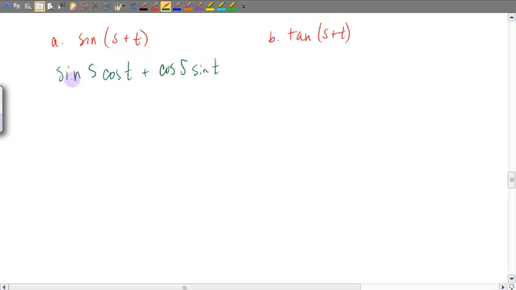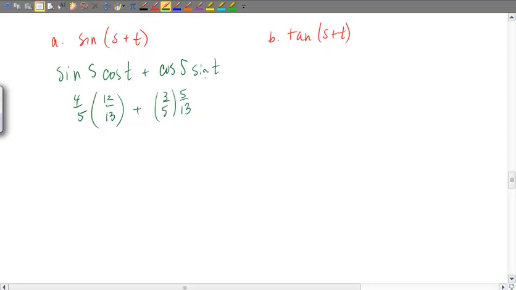Well, the sine of S, we just calculated that out to be 4/5. The cosine of T, we just calculated out to be 12/13. Now the cosine of S was given to us. That's 3/5. And the sine of T was given to us also. That's 5/13. Okay? So let's simplify this.